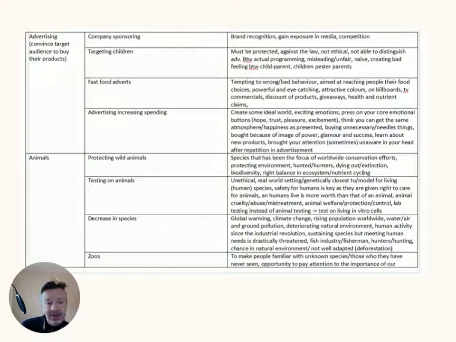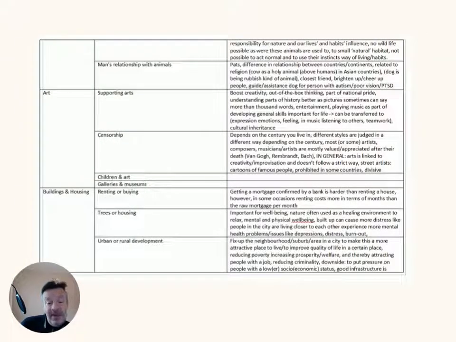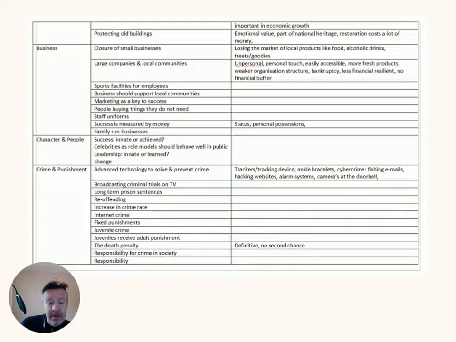So she's identified some of the topics: advertising, animals. So that's the main theme. The subtopics come in column 2. Targeting kids, and so on. And some ideas come in the final column. It isn't finished, but she's got art, building and housing, crime and punishment. Now, you see, for this one here, she's not so clued up on crime as we can see there. So this is something that she is working on.